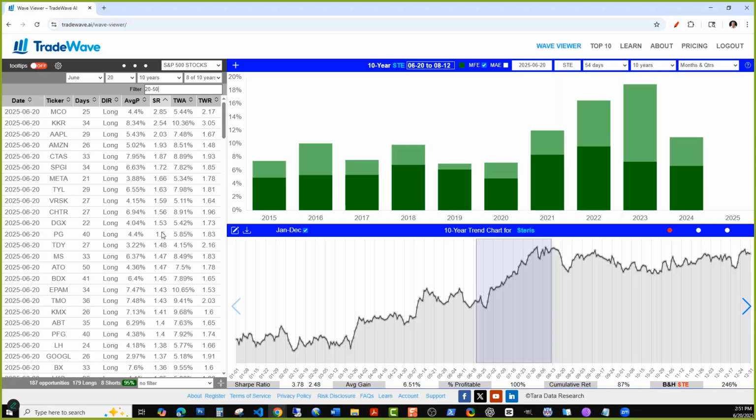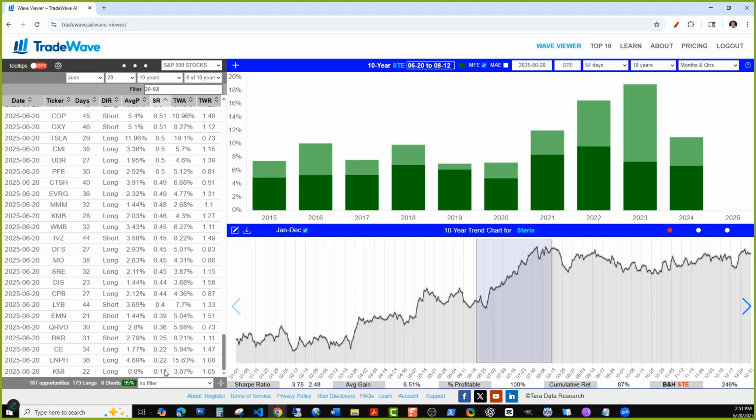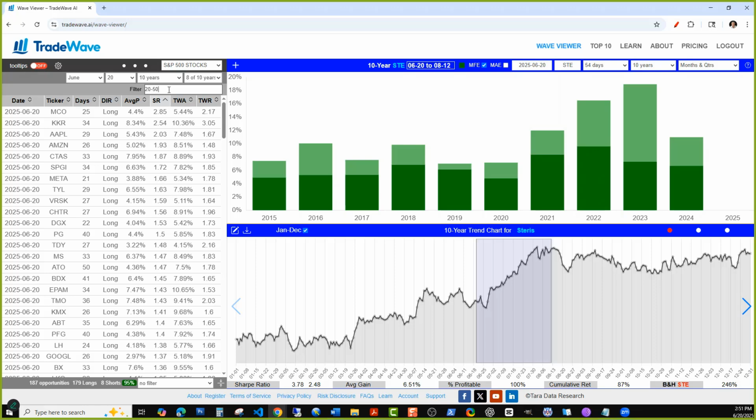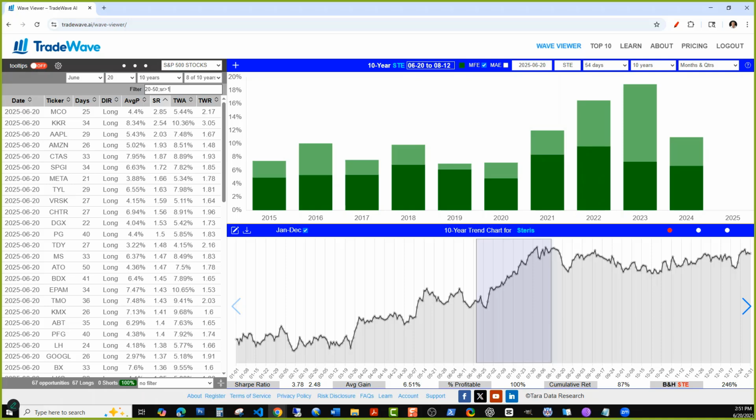I also am only interested in Sharpe ratios that are above 1. See, some of them are below 1. So I do a semicolon, SR greater than 1. Now we dropped 67 opportunities here.